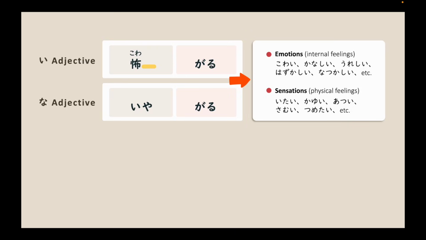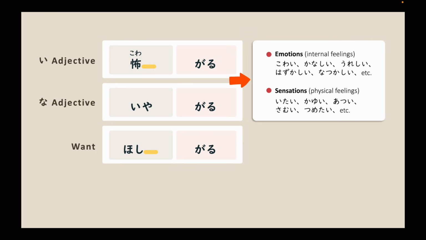We also use garu when we talk about a desire to have something, like I want, which in Japanese is hoshii. In English, I want is a verb, but in Japanese, hoshii is an I adjective. So just like other I adjectives, we drop the final I and add garu. So we say hoshigaru to talk about someone else's desire to have something.